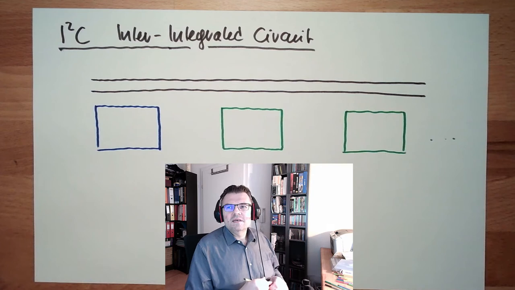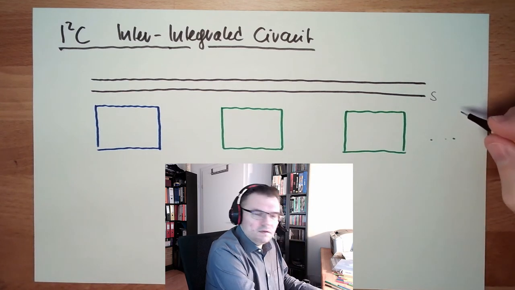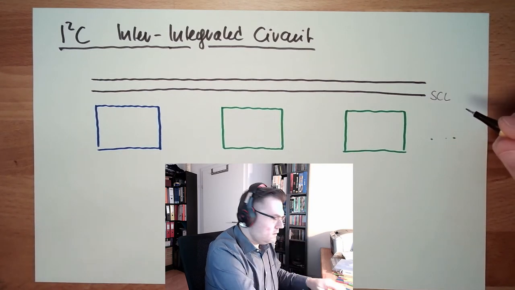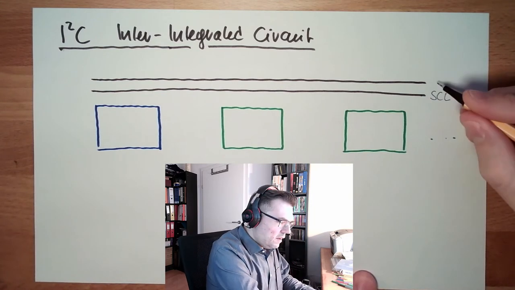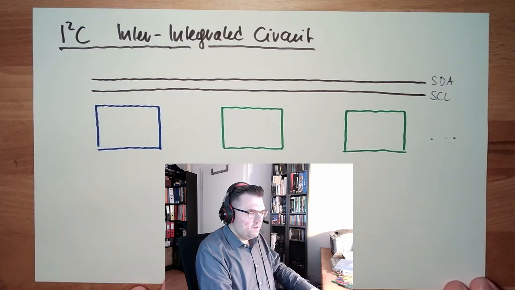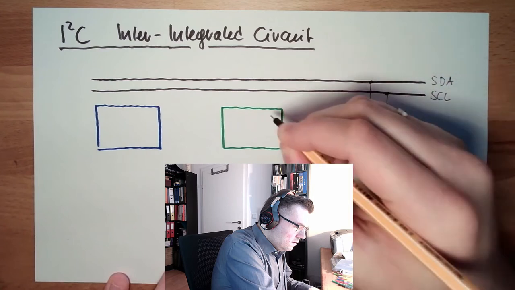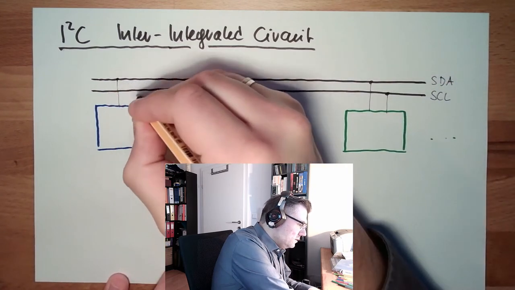One of these lines is called SCL, that's the clock line. And then there's the data line, SDA. They are all connected to all communication partners.